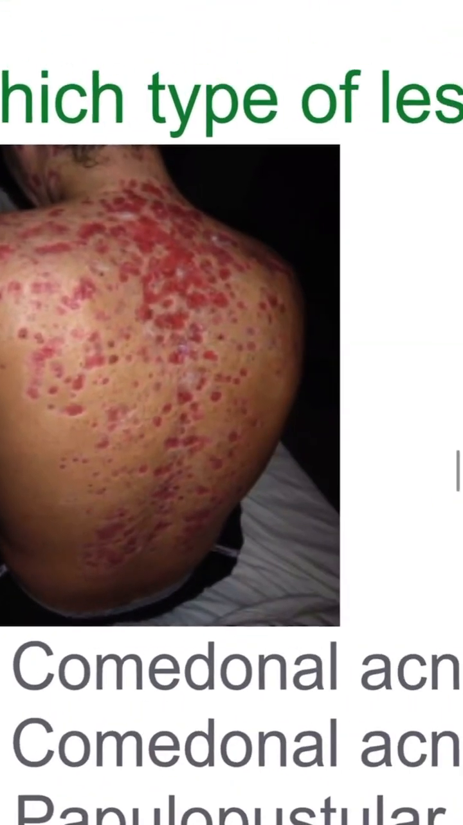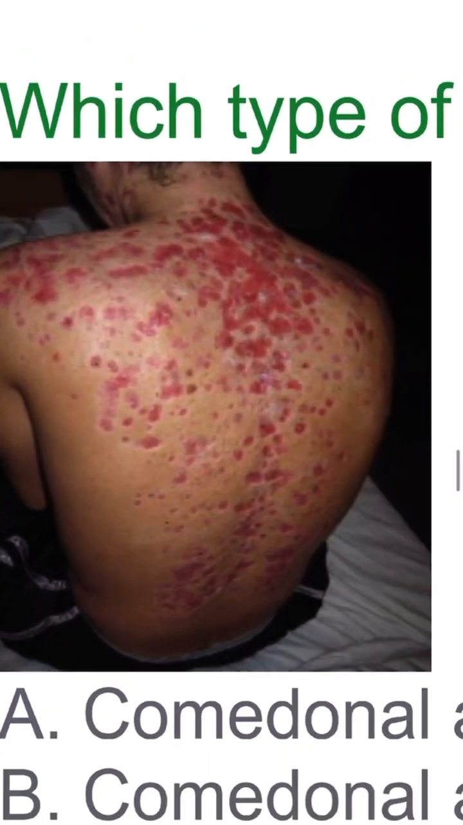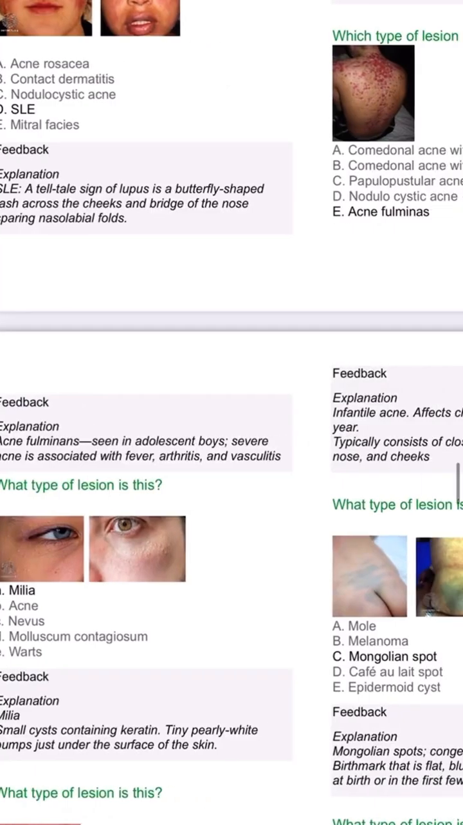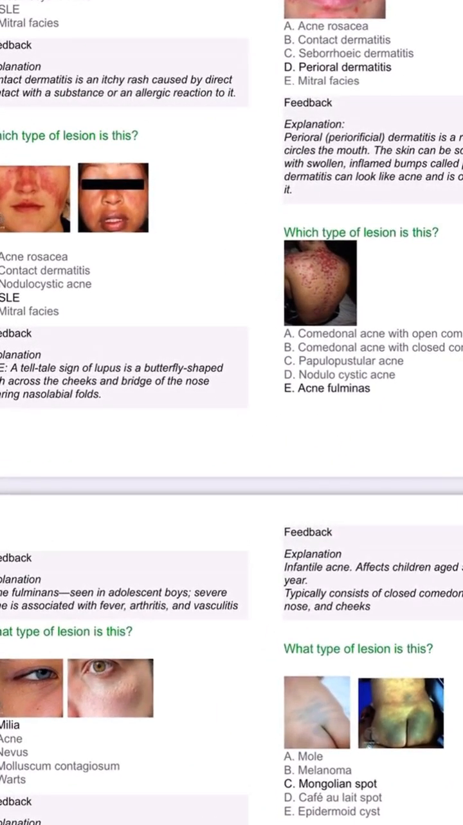Which type of lesion is this? So acne fulminans. This is an emergency. Acne fulminans is seen in adolescent boys. Severe acne associated with fever, arthritis, and vasculitis. Fever, arthritis, and vasculitis: acne fulminans.